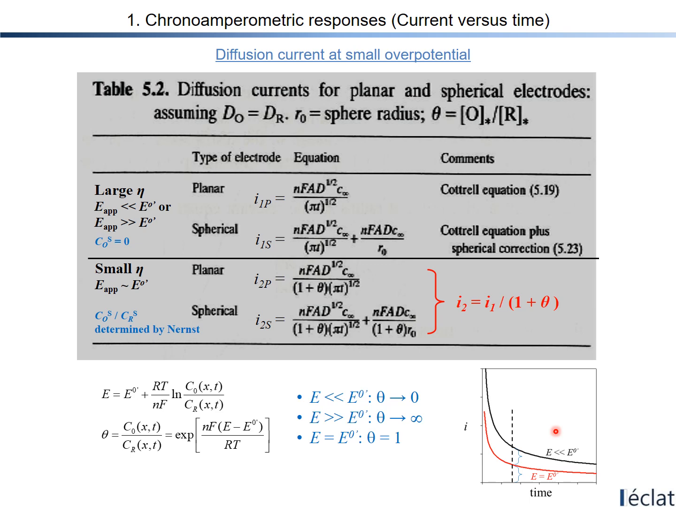Here are the curves about that, current versus time curve, and the black line is indicated by the diffusion current at very negative overpotential. However, at the formal potential, the current would follow this red line. Of course, the red line is just 50% of the black line. I mean, at the formal potential, zeta is going to 1, and 50% of the first group is going to the second group.